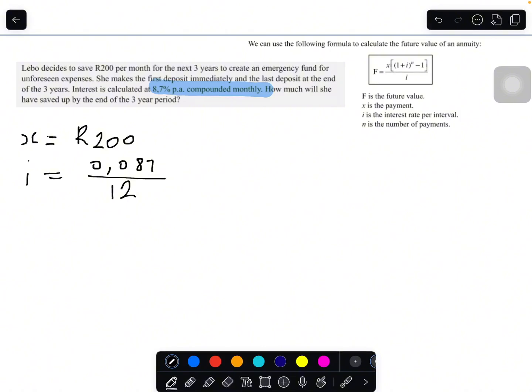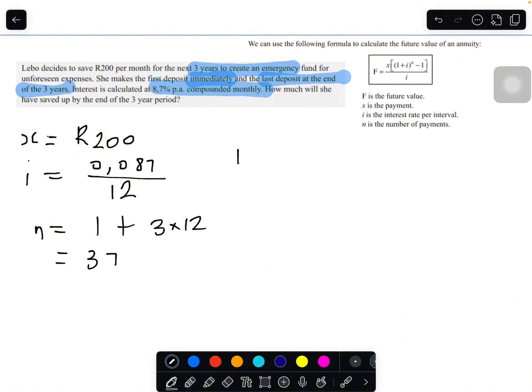And then the final term we need is N. So we'll have this, it's a 3-year period. So it says 3 years to create the emergency fund. And the last important thing is it's an immediate payment, and the last deposit is done at the end of 3 years. So basically, to work this out, we're going to say her first initial payment at the start, and then she makes 3 times 12 payments afterwards, which will then give us 37. So we can now pop this into the formula.